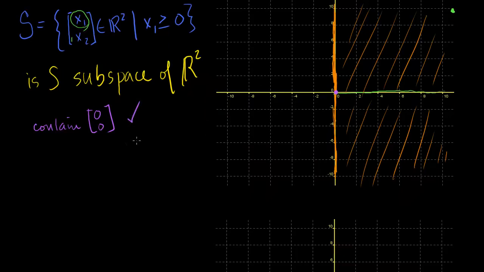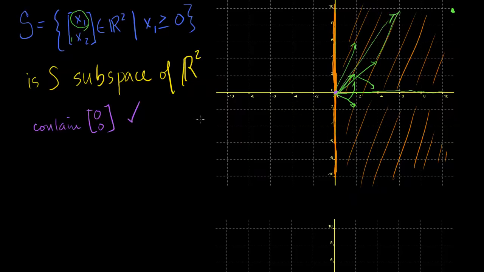Now, let's try another one. If I add any two vectors in this set, is that also going to show up in our set? Well, let me just do a couple of examples. Maybe this isn't a proof. If I add that vector to that vector, what am I going to get? If I put this up here, I'm going to get that vector. If I add that vector to that vector, what am I going to get? I could put this one's tail here, and I would get a vector that looks like that.